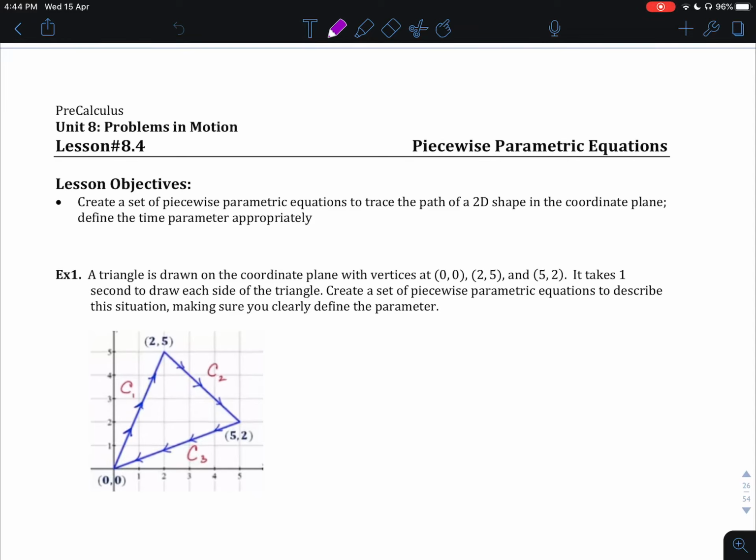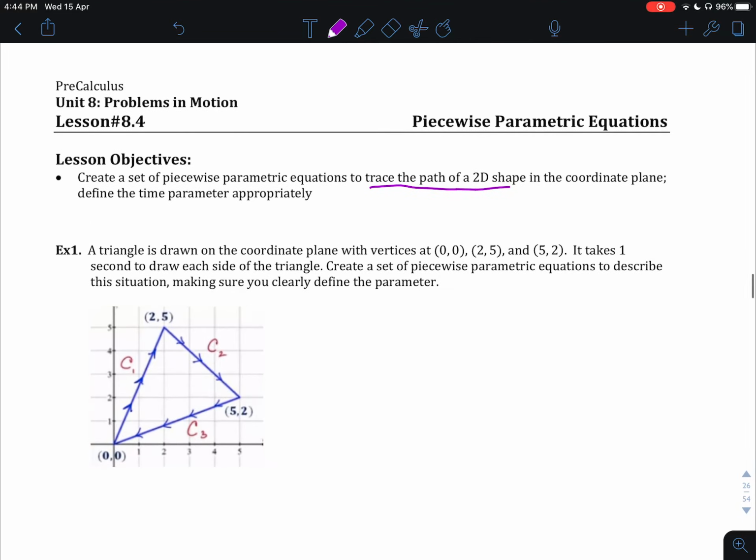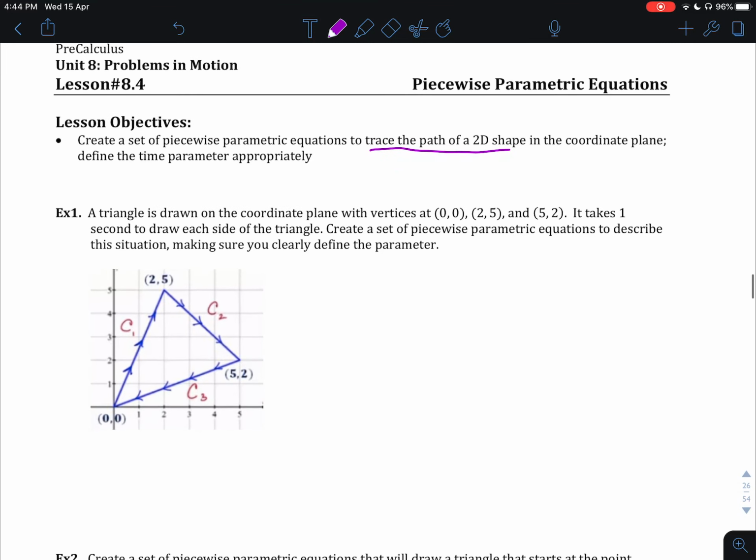All right, students, welcome to what is a brief lesson on piecewise parametric equations. If we look at our lesson objective, what we're attempting to do is trace the path of a 2D shape in the coordinate plane, and we're going to be creating a set of piecewise parametric equations which describe the tracing of that 2D shape.